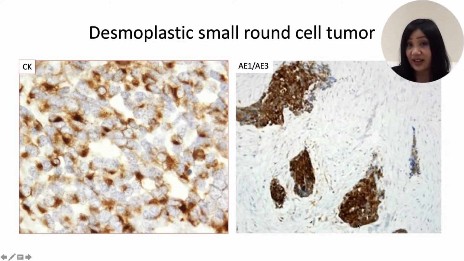A very strong keratin expression. Again, on the right, we can see the nest really strongly staining, and that can look like small cell carcinoma, but we have to remember the clinical context of intra-abdominal deposits in young patients, dot-like keratin on the left.